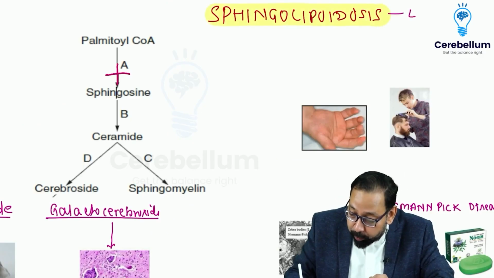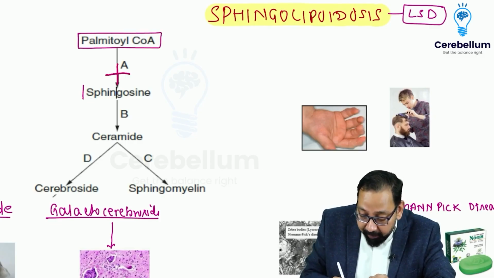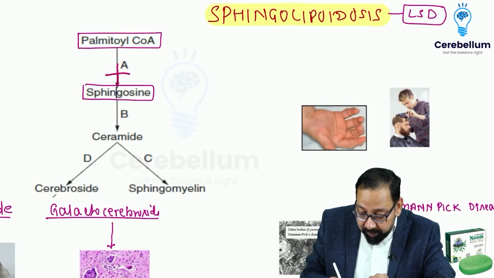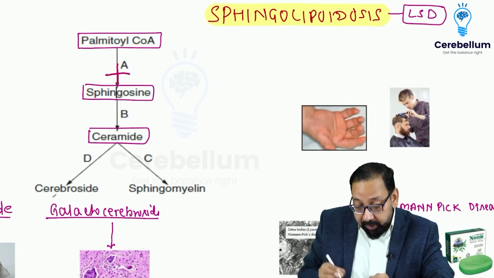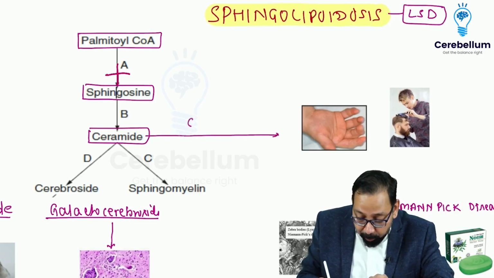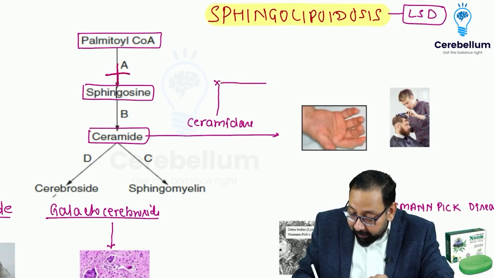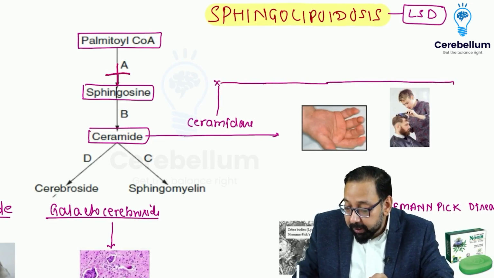Sphingolipidoses are lysosomal storage diseases. We found that a fatty acid, for example palmitoyl coenzyme A, binds with sphingosine to form ceramide. Ceramide is normally metabolized in our body with the help of the enzyme ceramidase. If this ceramidase is deficient, then it leads to Farber disease.